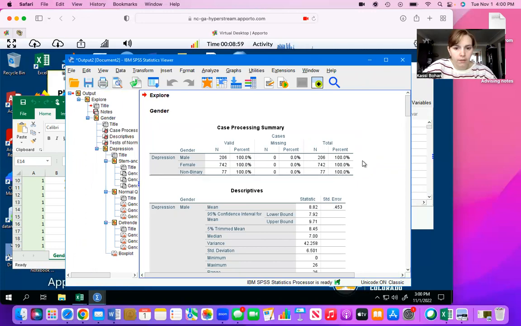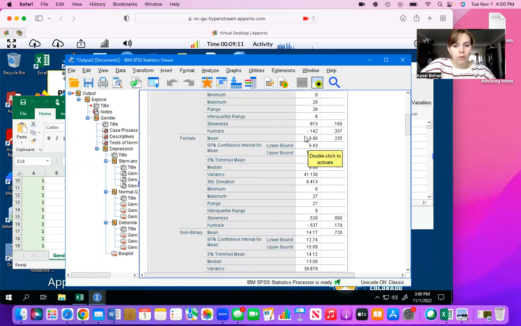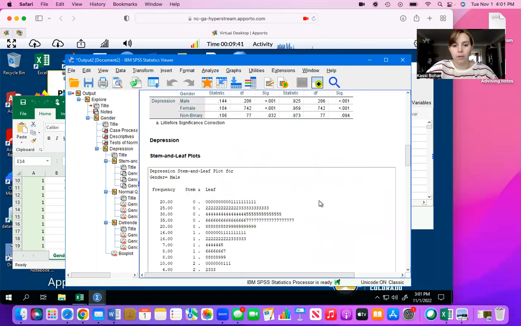Much easier. Okay, so I have no missing data. Right now, males score an average of 8.2. Females score an average of 9.9. Now, the one we care about is non-binary because they score a 14.7. On my scale, the thing we are looking for is those who score moderate to severe depression. Moderate is 10 to 14, severe is 15 plus. So non-binary individuals, already it's telling us, score an average of 14.7, so moderate depression.